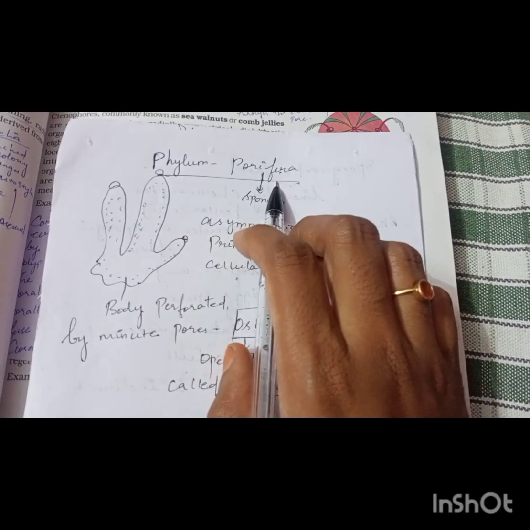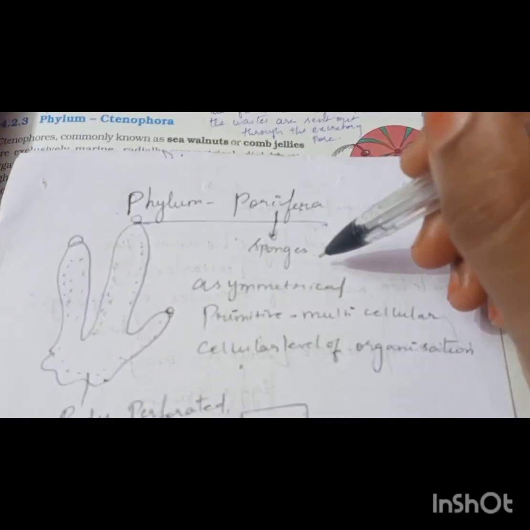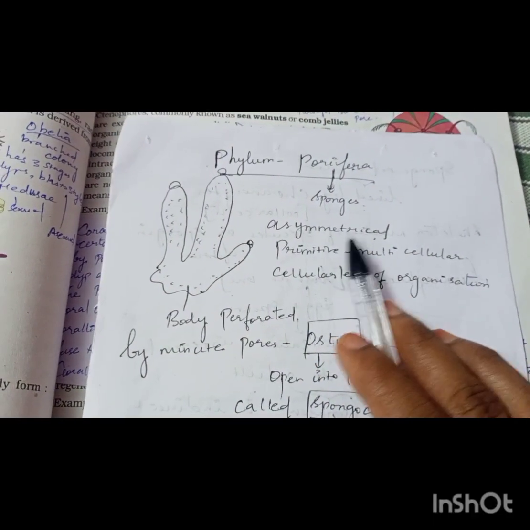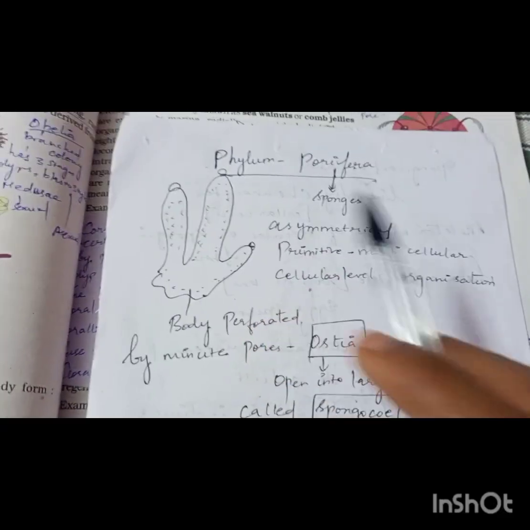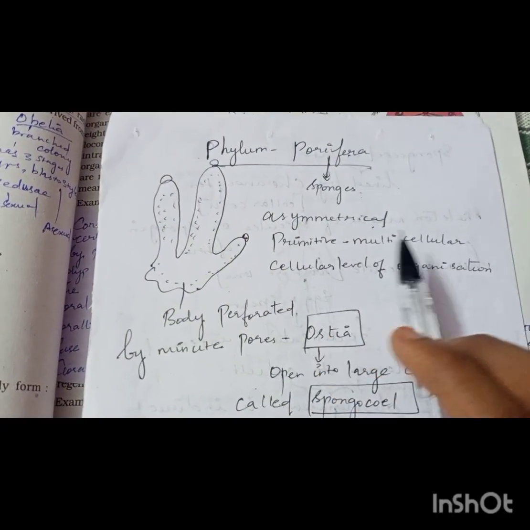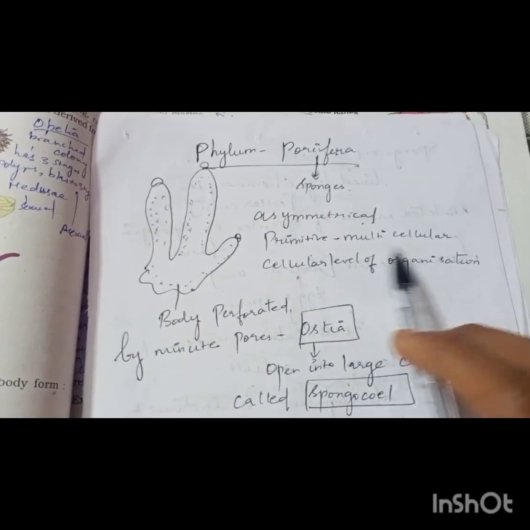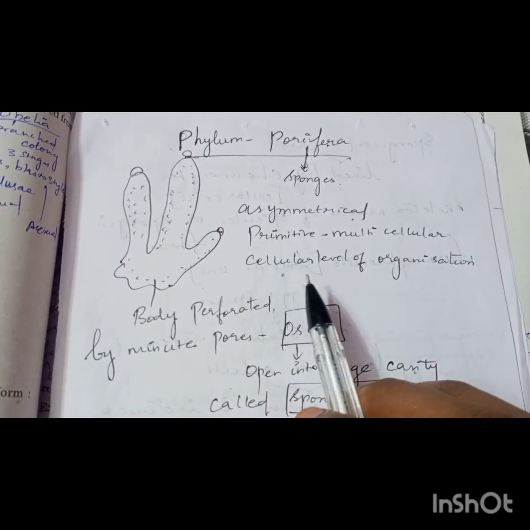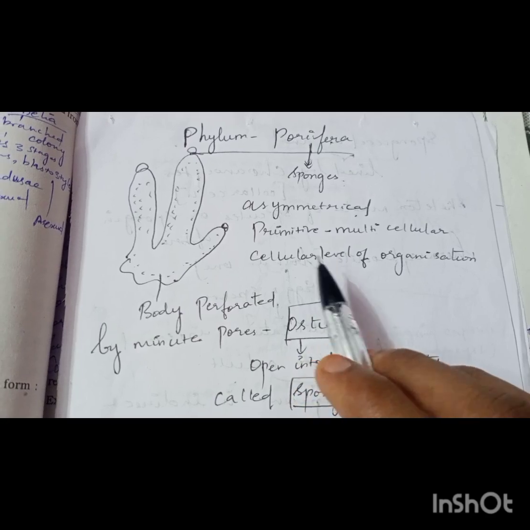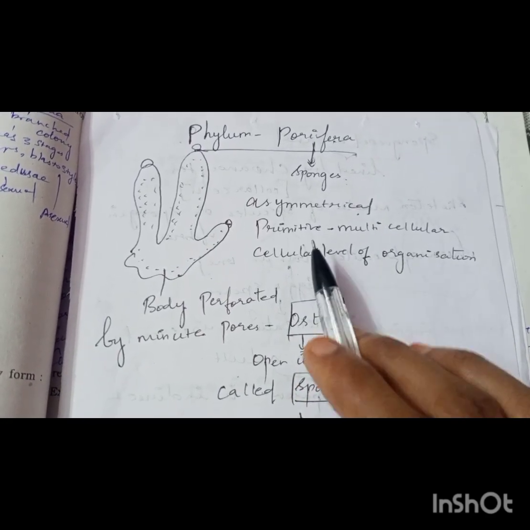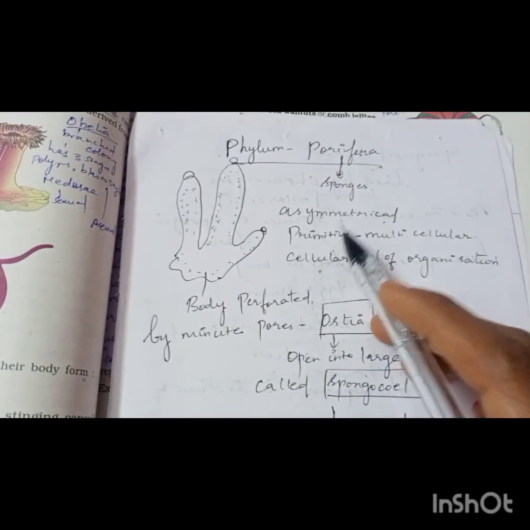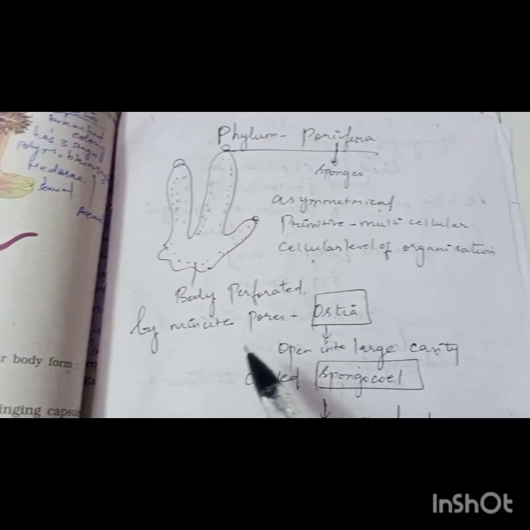So first phylum is phylum Porifera. It includes sponges. The body is asymmetrical. That is, if you cut from any plane, you will never get an equal half. And these are primitive organisms. Their body is made up of many cells which combine together to perform various activities. It is not distinguished into various kinds of tissues or organs. Hence, the organization of the body is cellular level, and hence it is a primitive organism.